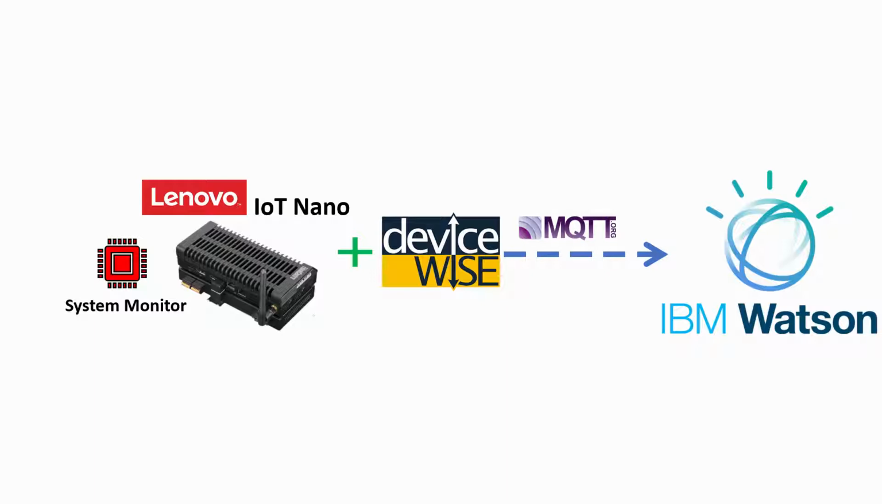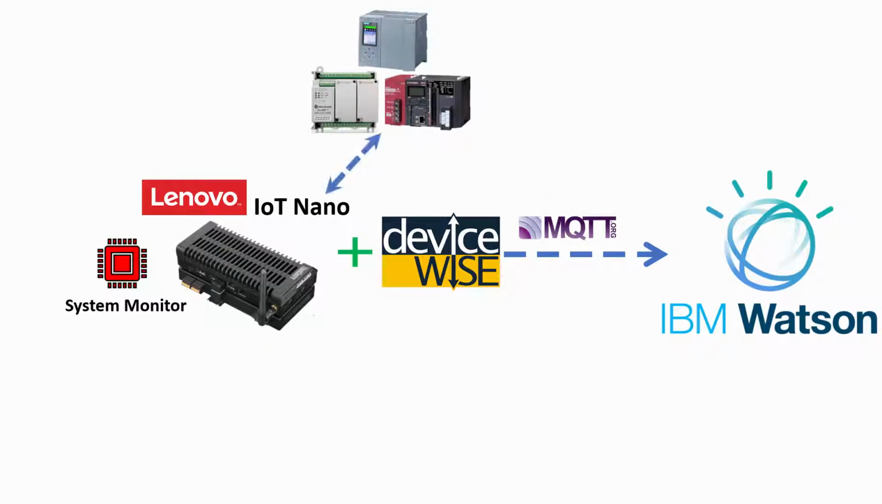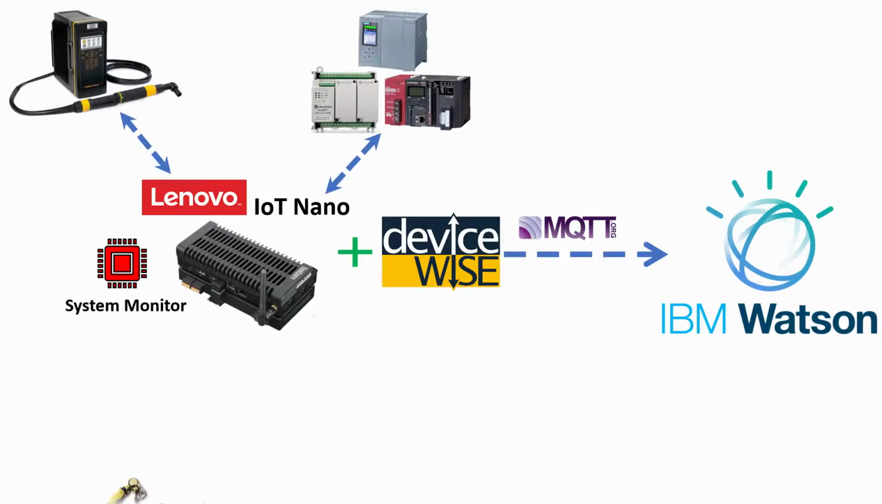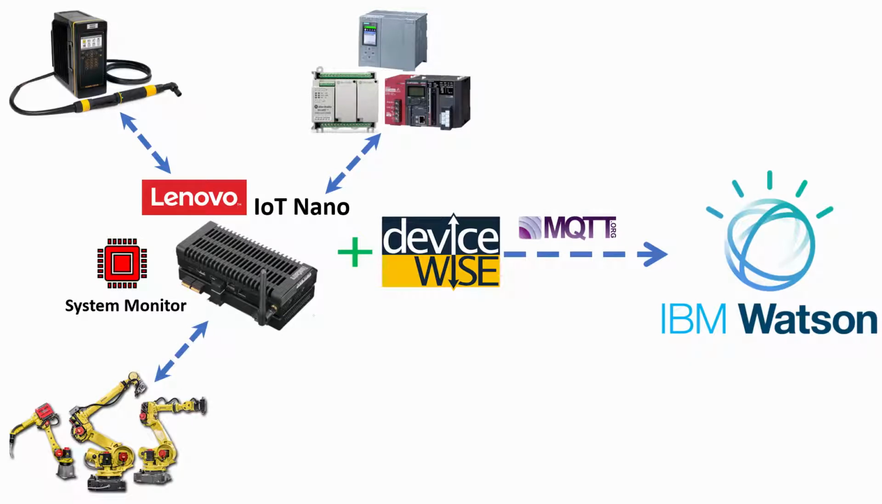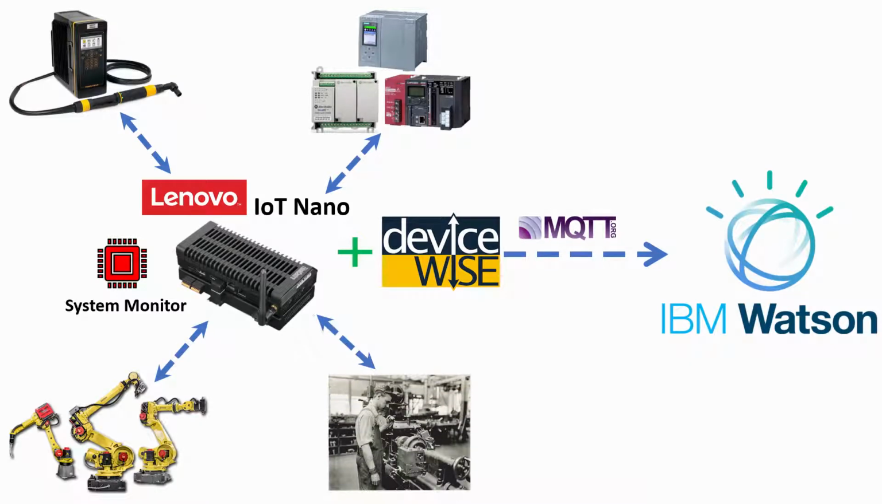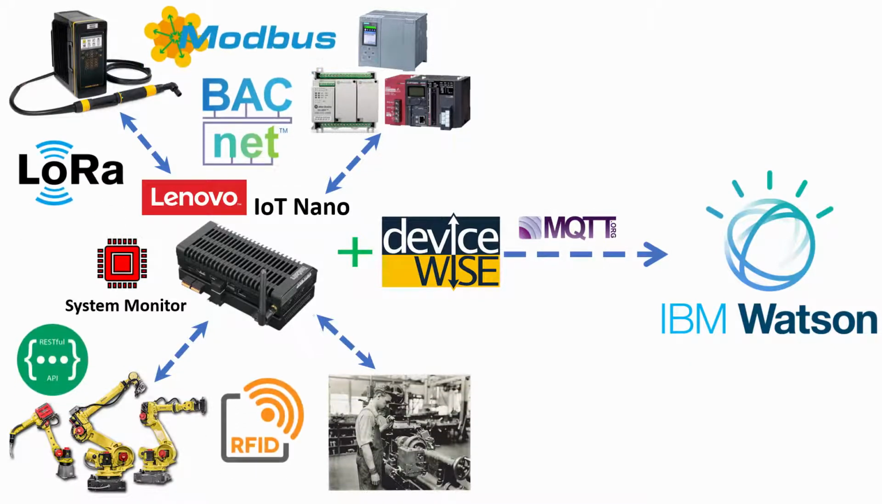IoT Nano. However, this process will work for any type of device you connect to deviceWISE, including PLCs, torque tools and nut runners, robotic and CNC machines, legacy machines using raw and digital I/O, and many other types of devices.